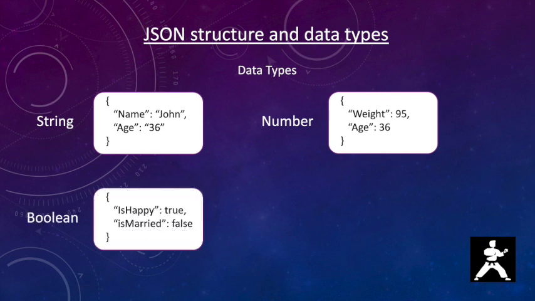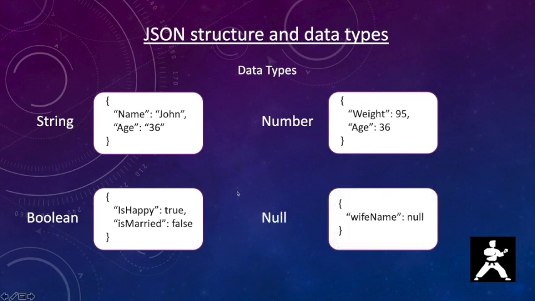The third data type is a Boolean. It can have two values, true or false. In our example, we have isHappy is true and isMarried is false. For Boolean values, you don't need double quotes. If you put true or false into double quotes, it will be considered a string. And the fourth data type is null. Null means nothing. For example, we have wifeName as null, because our John is not married, so he doesn't have a wife, so the value is null.